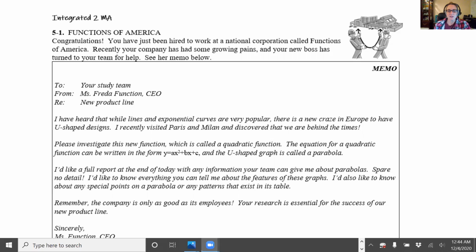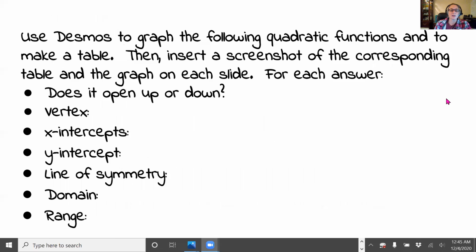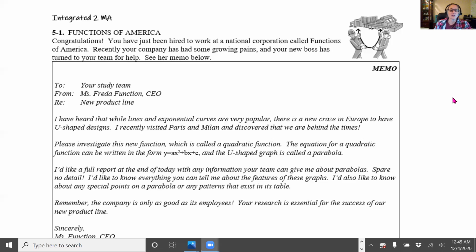Recently, your company has had some growing pains, and your new boss has turned to your team for help. See her memo below. So the reference here is that this is going to be for a new product line. So I have heard that while lines and exponential curves are very popular, especially in Integrated One, because that's our main focus, there is a new craze in Europe to have U-shaped designs. I recently visited Paris and Milan and discovered that we are behind the times. Please investigate this new function, which is called a quadratic function.